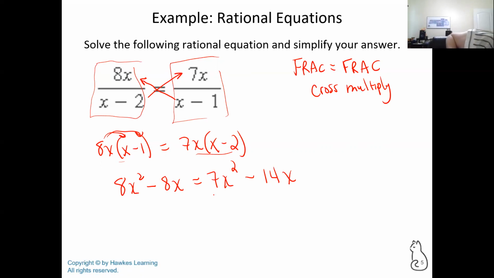Uh-oh, my battery's about to die, you guys. My battery's dying. Okay, I saved it.